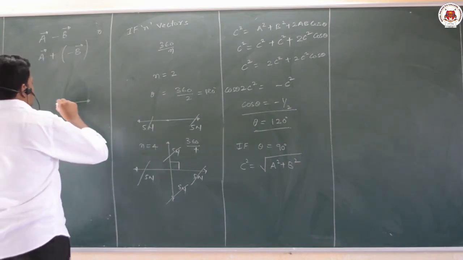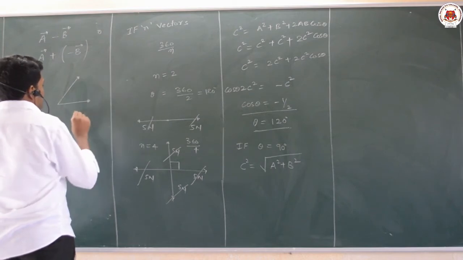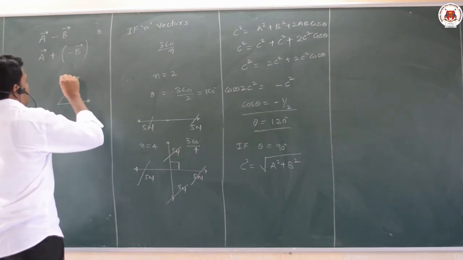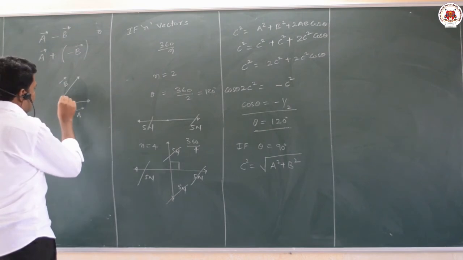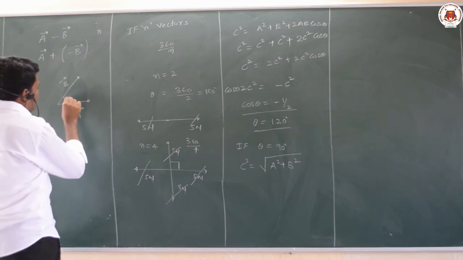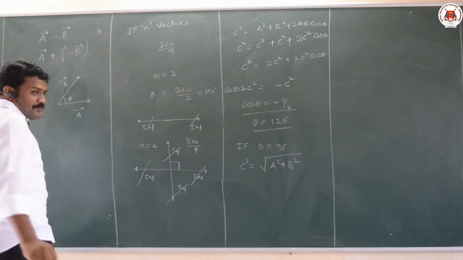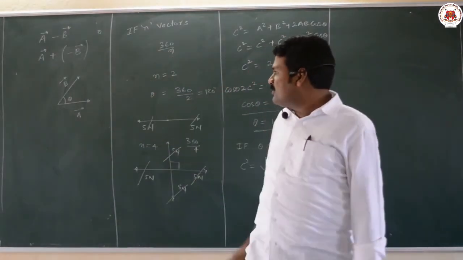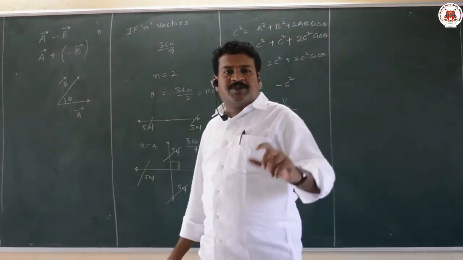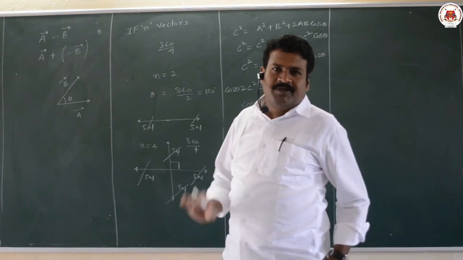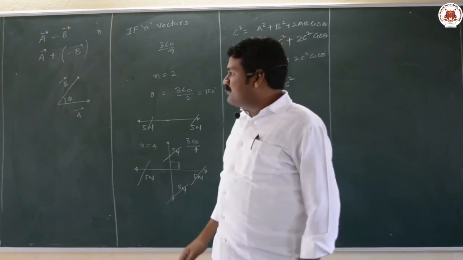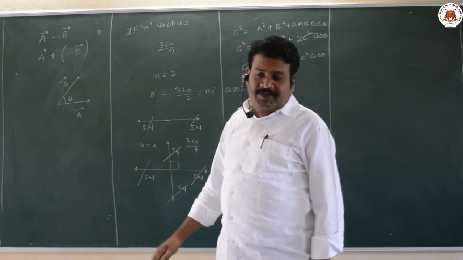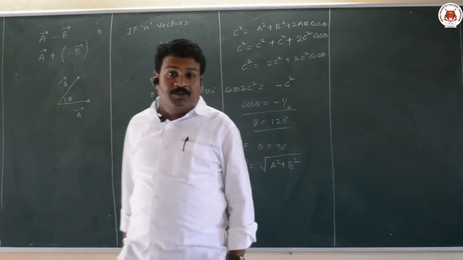Suppose this is A bar and this is B bar. What is the angle between A bar and B bar? Theta. If I am going for addition, directly I can write root of a square plus b square plus 2ab cos theta. That is accepted. Now I am doing A bar plus of minus B bar. In that case, what do you have to do?